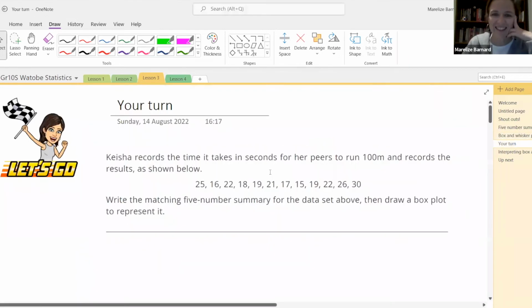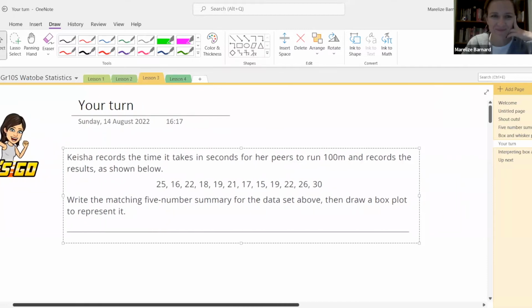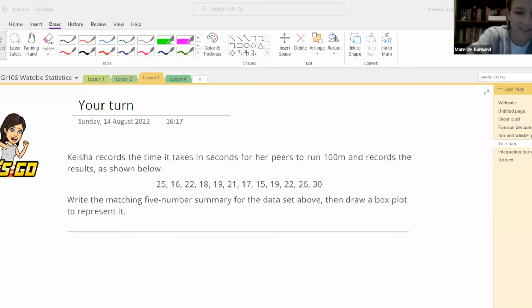Right, guys, so here's another one for you to try. Okay, we've got about 3 minutes for this one, so let's check back in at 18:35.